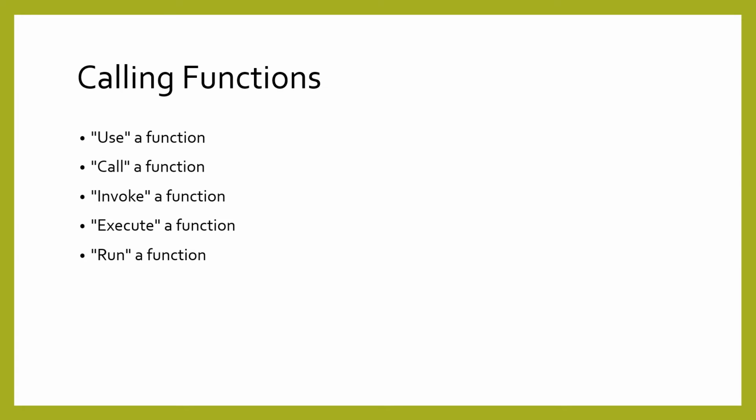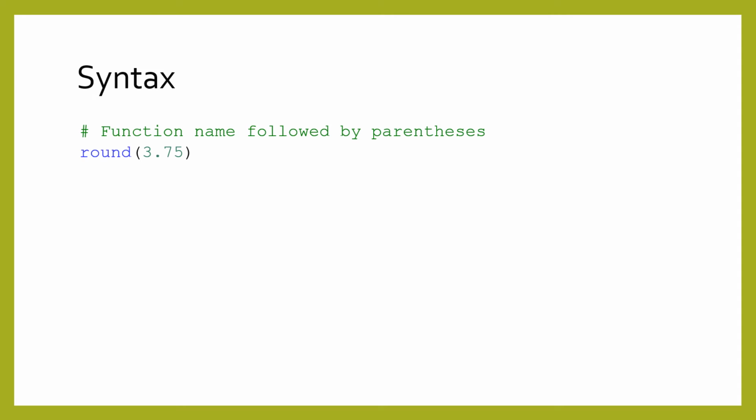When you want to use a function, we say that you call it. Another term is invoking a function. You can also use the terms execute and run, although those will usually be for full programs. There are two essential parts to calling a function: the name of the function, and then parentheses following the name.